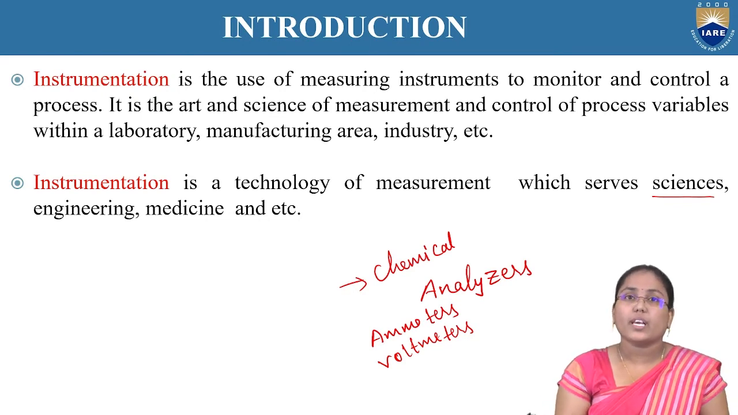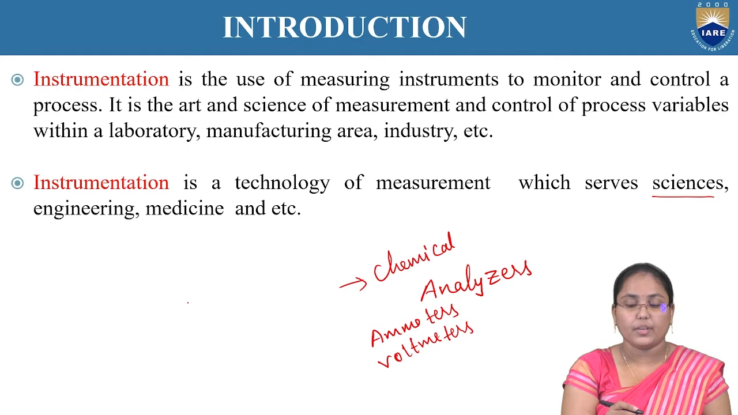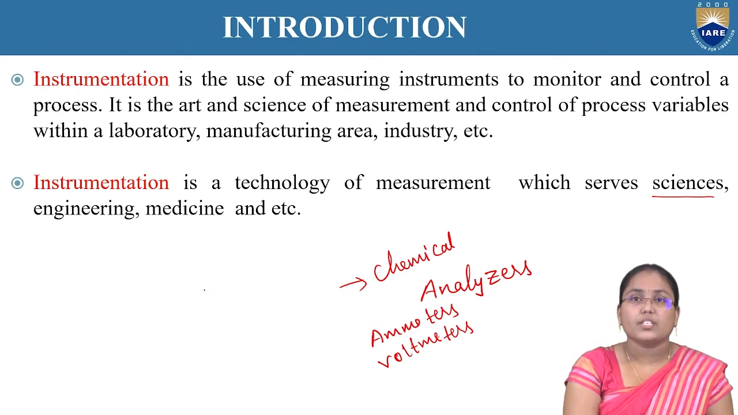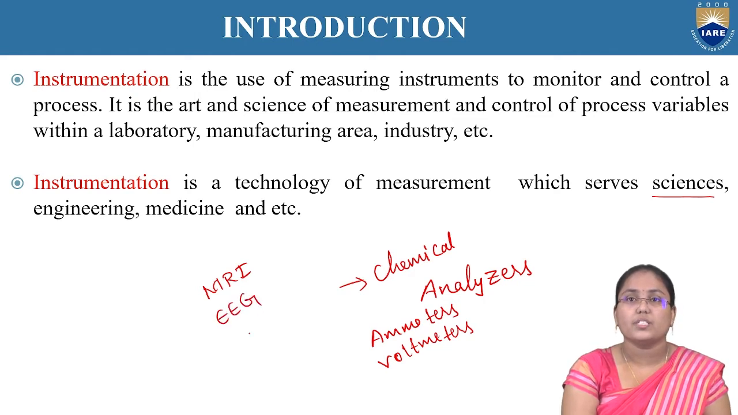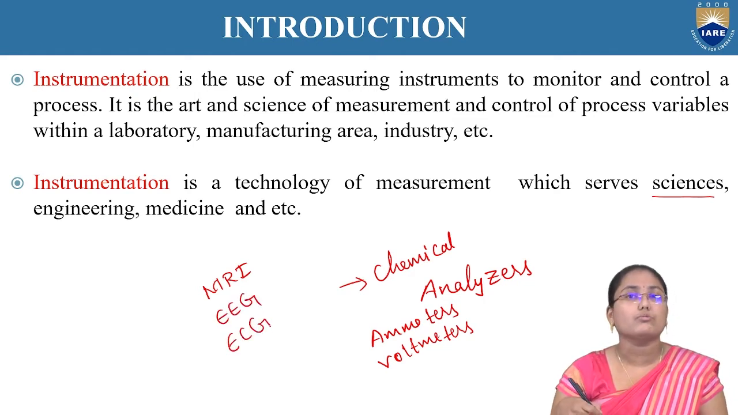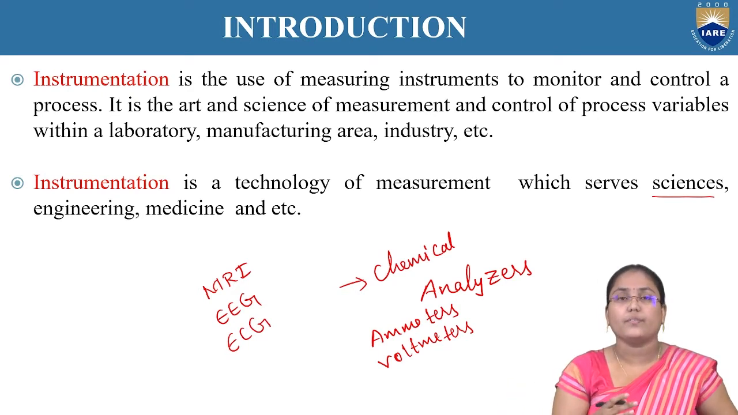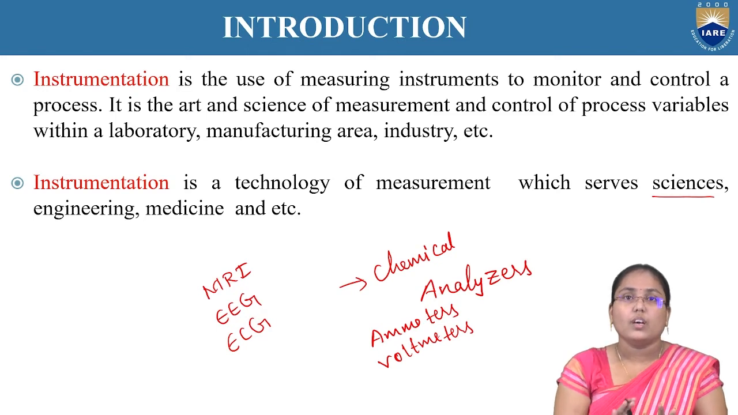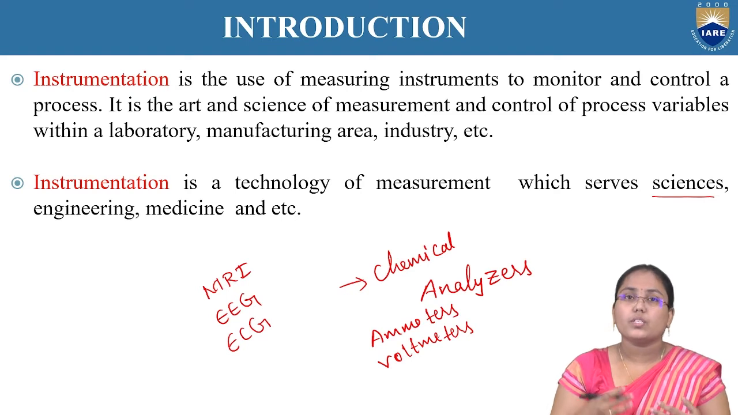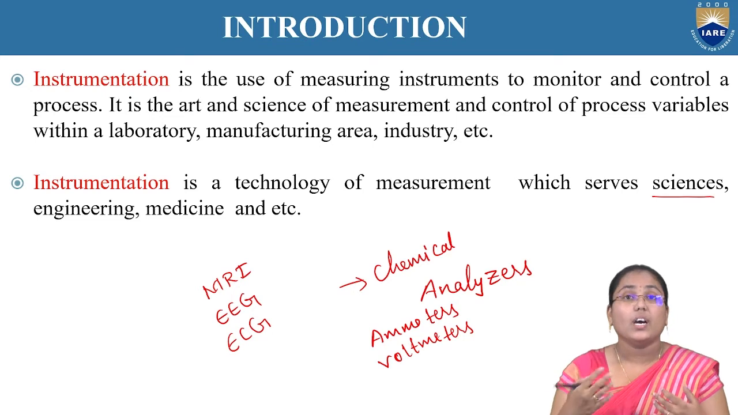When we come to medicine, nowadays we have many devices such as MRI scanning, EEG instruments, and ECG instruments. These instruments are used to capture particular information from a person. The MRI scanning instrument is used to take the MRI scan. It is the same in EEG, ECG, heart rate, and pulse rate. In all these fields, we are using instruments.